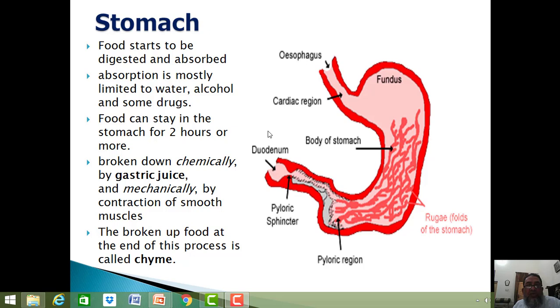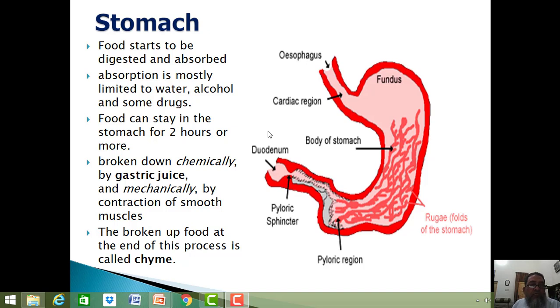Food can stay in the stomach for 2 hours or more, broken down chemically by gastric juice and mechanically by contraction of smooth muscle. So, a dual function of the stomach: it is mechanically broken down into multiple small pieces, with the addition of gastric acid as well as pepsin, so food becomes semi-solid. This is the mechanical function, but the chemical function is the addition of gastric acid as well as the enzyme pepsin, with lipase as well.